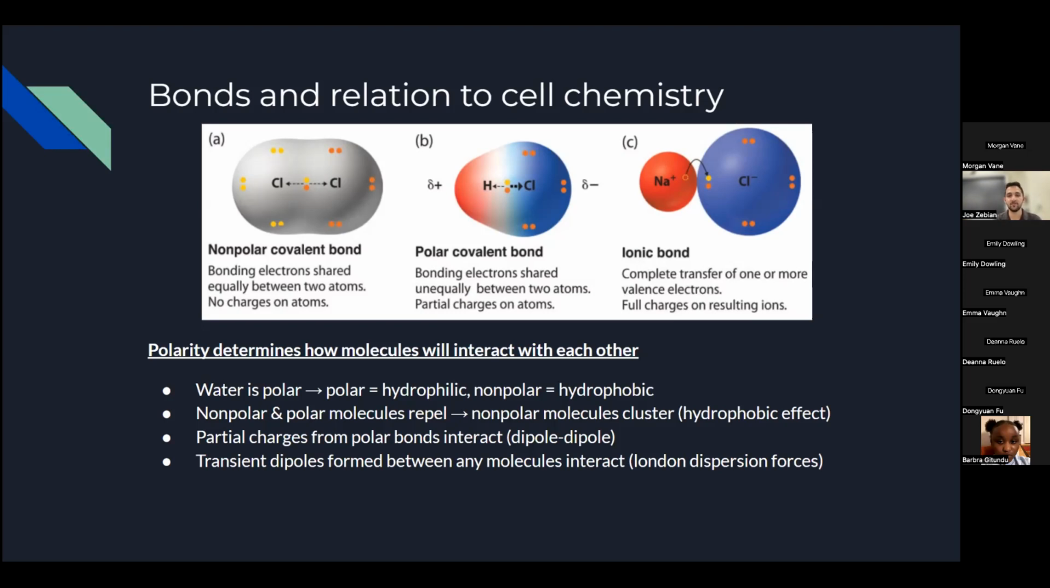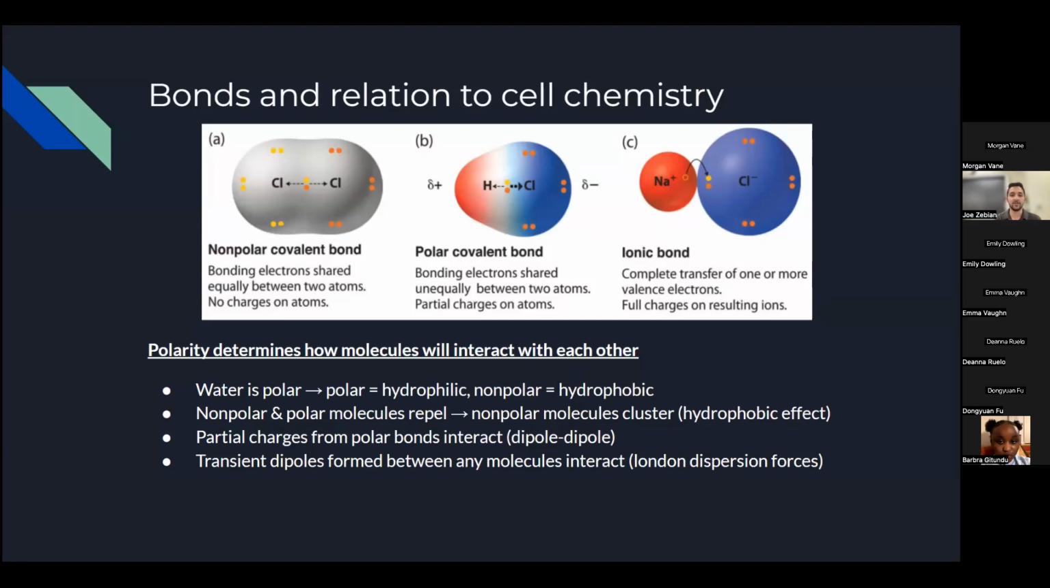The electrons are shared equally, versus in a polar covalent bond, where bonding electrons are not shared equally. And that is due to a large electronegativity difference between atoms. So as you can see, we have chlorine here and hydrogen. Chlorine is far more electronegative than hydrogen is, so chlorine is going to have more electrons. You also see partial charges here. And then lastly, we have ionic bonds, which is the complete transfer of one or more valence electrons and full charges resulting on ions. That's when you have a metal and a non-metal.